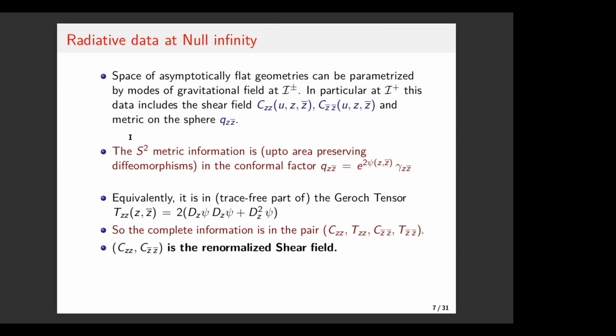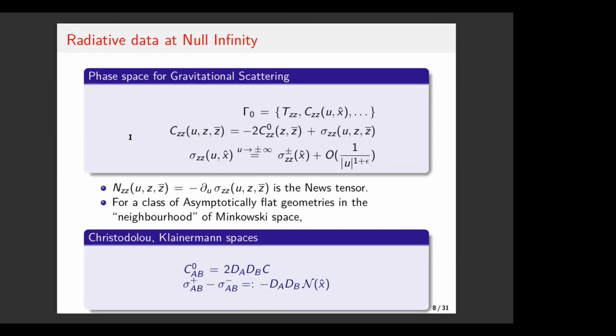So in some sense, the complete information about the radiative data is in the shear field and in this Geroch tensor. And just to make contact with Miguel's notation, he called C hat the renormalized field, but for us in this talk, it is C which is the renormalized field. So I will always keep the T, the Geroch tensor, separate. And so this is the basic phase space that we are familiar with.